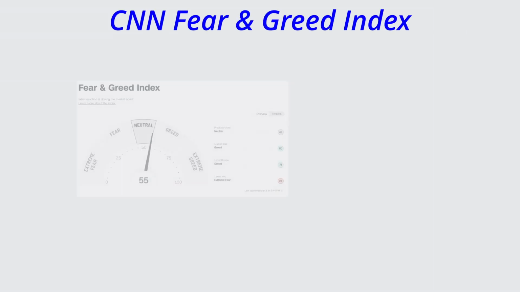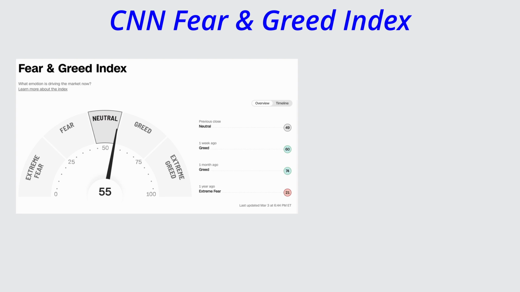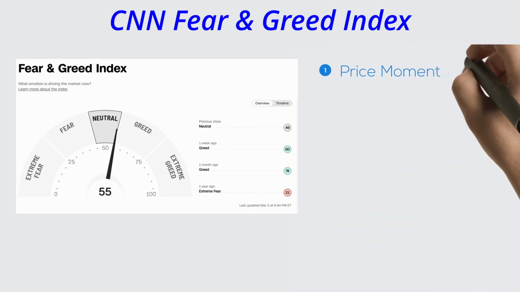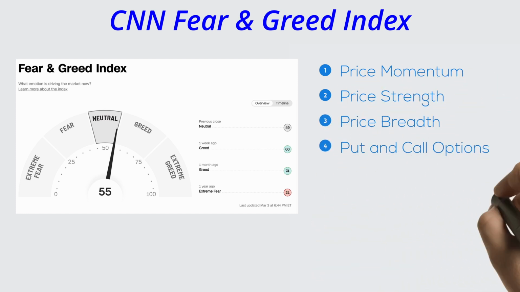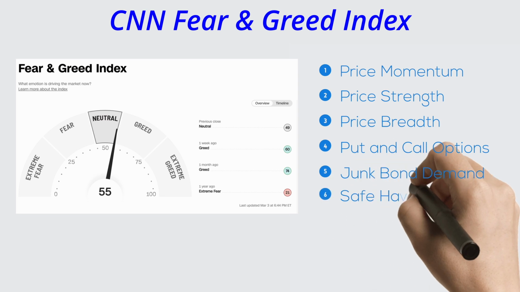The third tool is CNN Fear and Greed Index, which is a popular market sentiment gauge that measures the emotions and attitudes of investors towards the stock market. This tool is based on 7 key indicators that are weighted equally to provide an overall score ranging from 0 to 100. A score of 0 indicates extreme fear, while a score of 100 indicates extreme greed. The 7 indicators used to calculate the Fear and Greed Index include stock price momentum, strength and breadth, put and call options, junk bond demand, safe haven demand and market volatility.